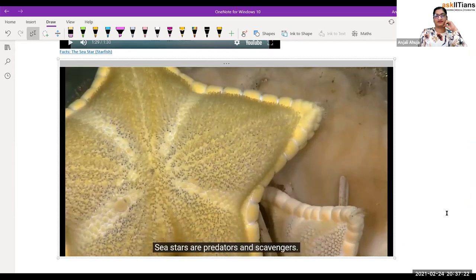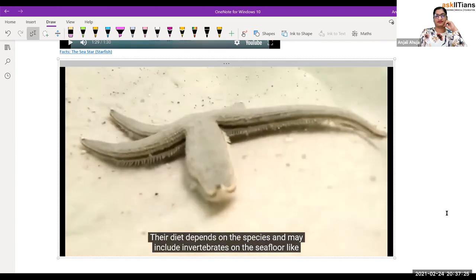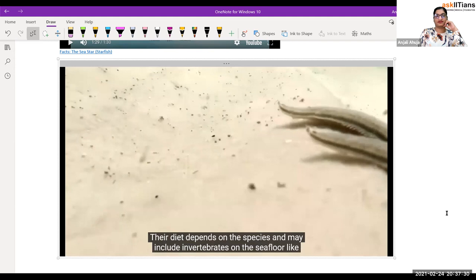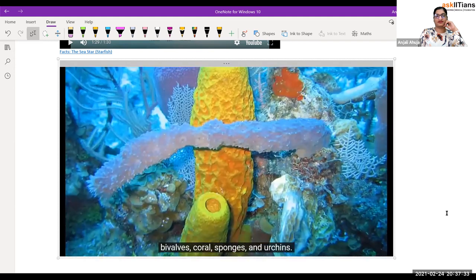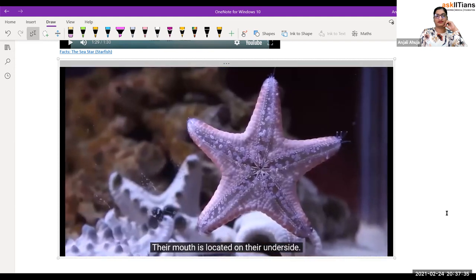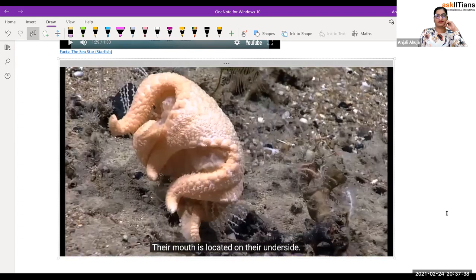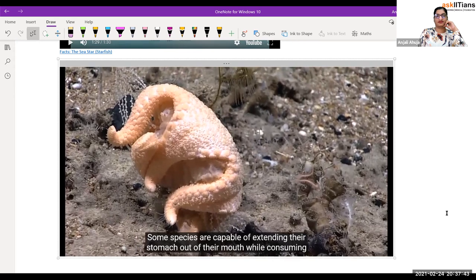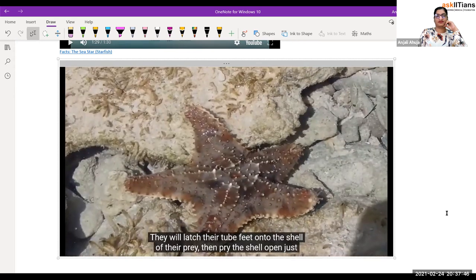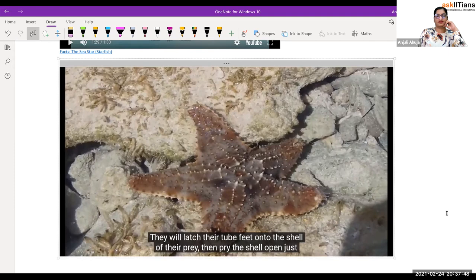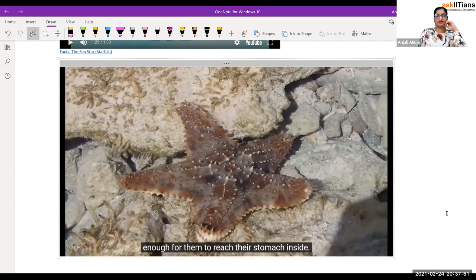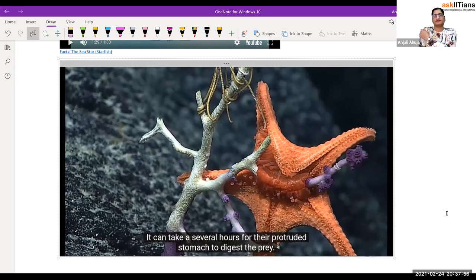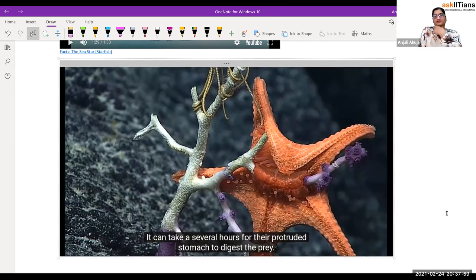Sea stars are predators and scavengers. Their diet depends on the species and may include invertebrates on the seafloor like bivalves, coral, sponges, and urchins. Their mouth is located on their underside. Some species are capable of extending their stomach out of their mouth while consuming prey. They will latch their tube feet onto the shell of their prey, then pry the shell open just enough for them to reach their stomach inside. It can take several hours for their protruded stomach to digest the prey.